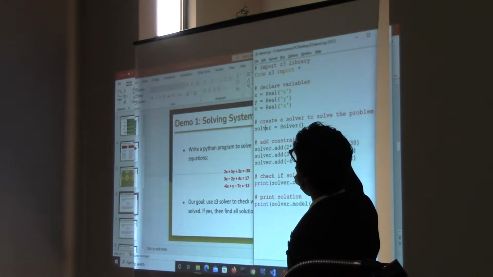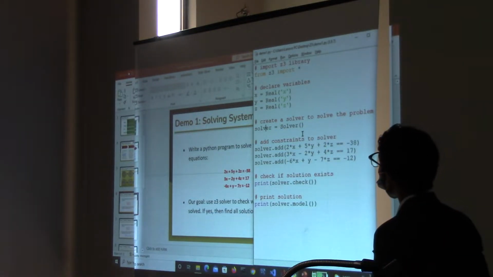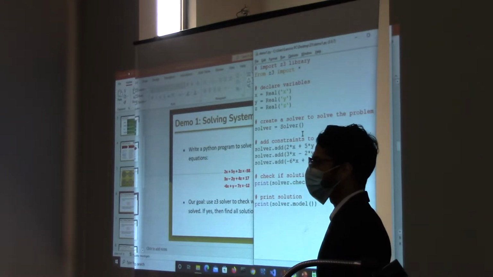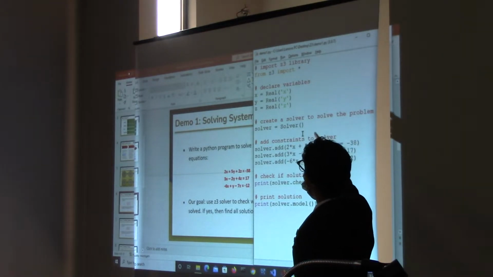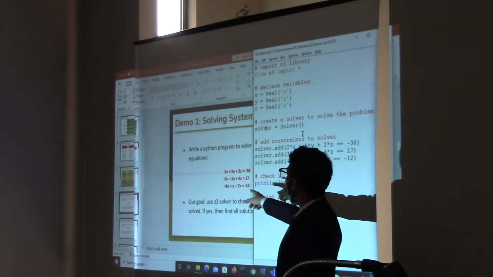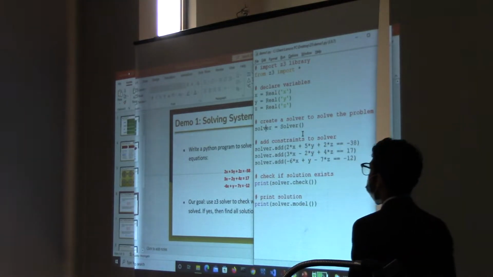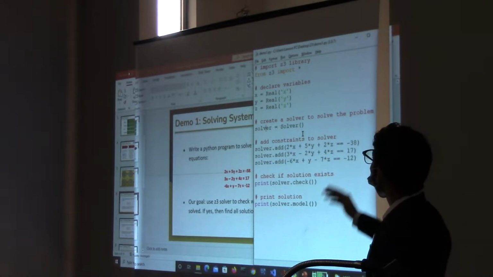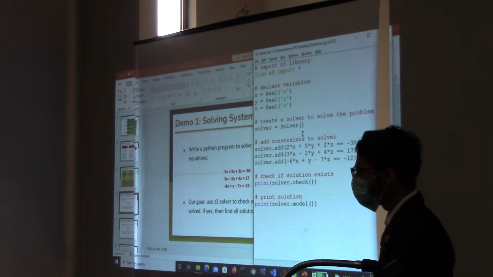So I'm basically saying on the second line, I'm trying to import everything from the Z3 library. That asterisk symbol right there means everything in programming. And after that, we are declaring variables. If you look back to the problem, we have 3 different variables, x, y, and z, and I'm assuming they all are real numbers. So I'm creating 3 different real variables.